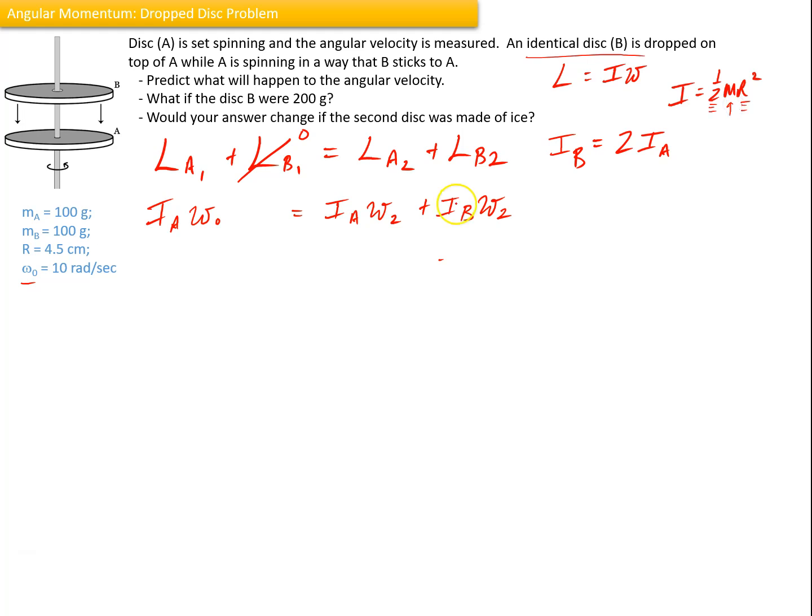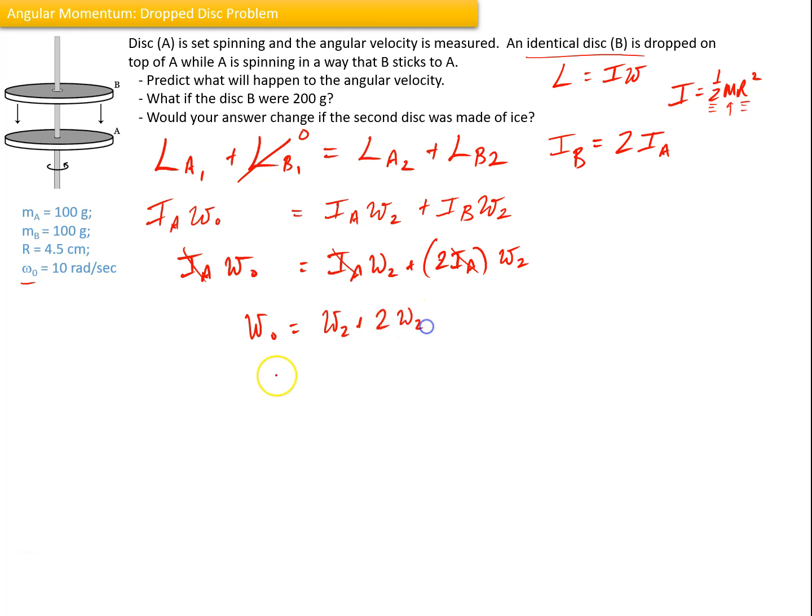And if I sub this in now, I can say moment of inertia A times omega naught equals moment of inertia A times omega 2 plus, now moment of inertia B, I'm going to turn into 2 moment of inertia A's times omega 2. Now these moments of inertia will drop out again, but I get omega naught is going to equal omega 2 plus 2 omega 2. So omega 2 is going to equal 1/3 of my initial angular velocity, which again is what we saw in class. When we put the heavier disk on top, the same size but with more mass, it slowed down more.